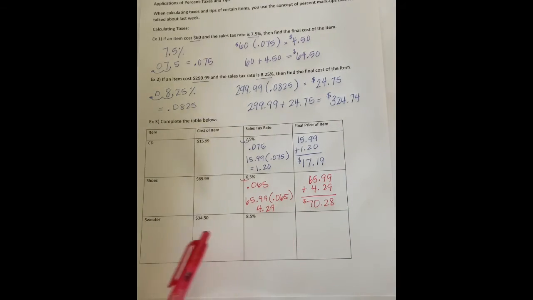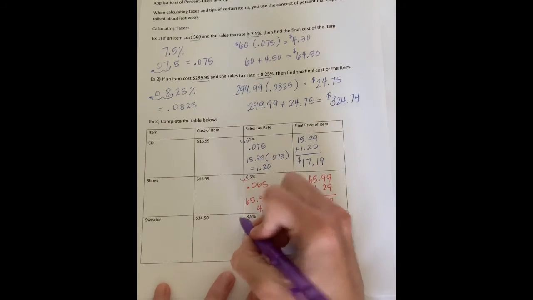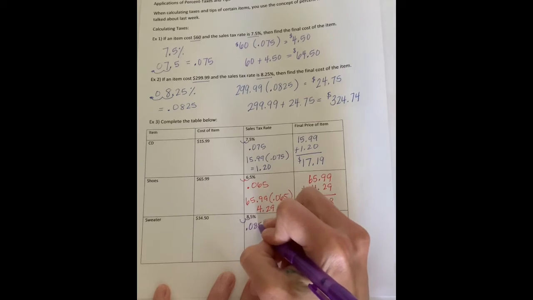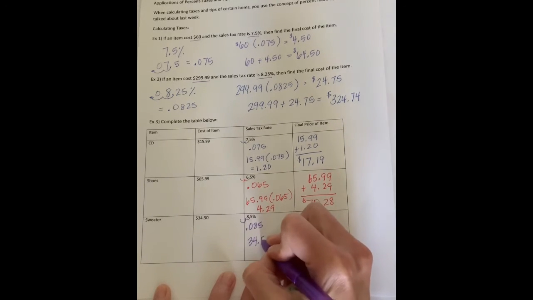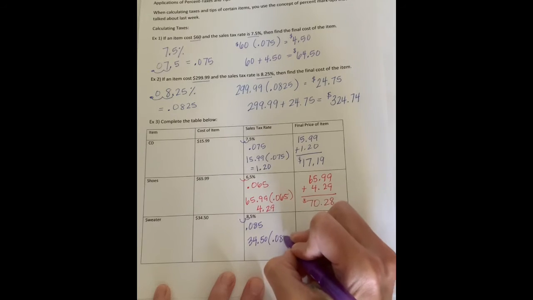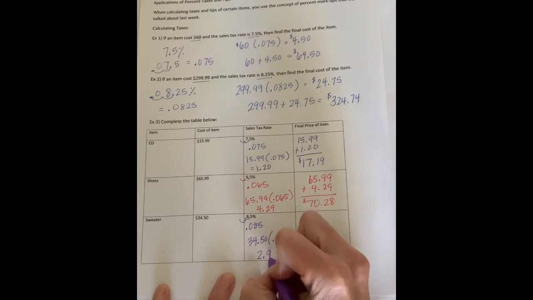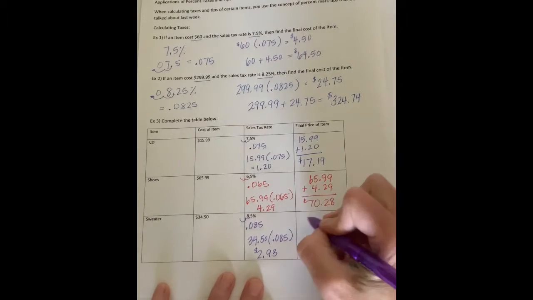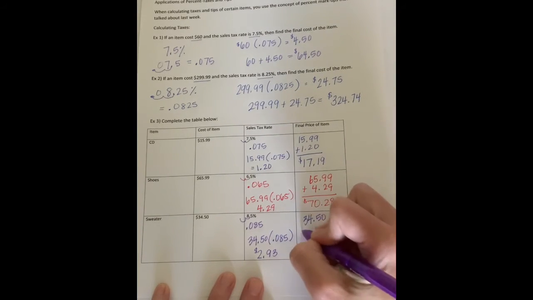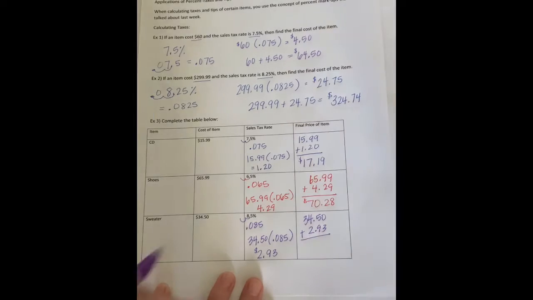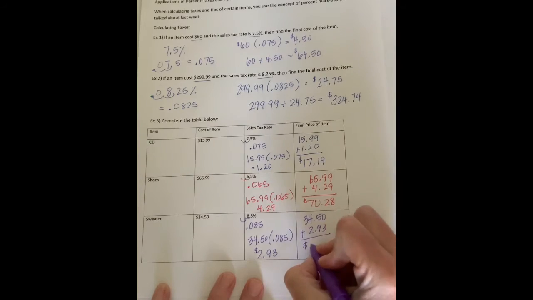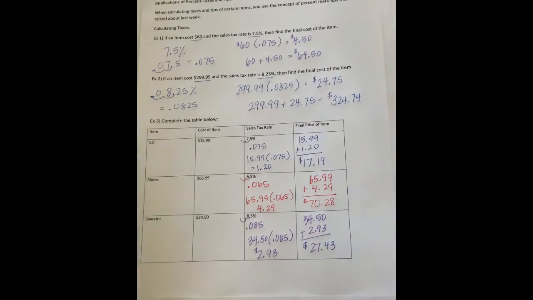So I suggest pausing the video and then trying the last one and then starting it and see if you got it right. So move this twice. We got 0.085. So 34.50 times 0.085. So we're going to pay about $2.93 in taxes. I take the $34.50 and add it to the $2.93. And we'll pay $27.43.